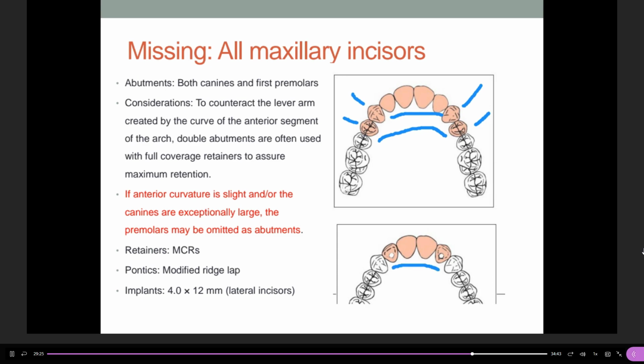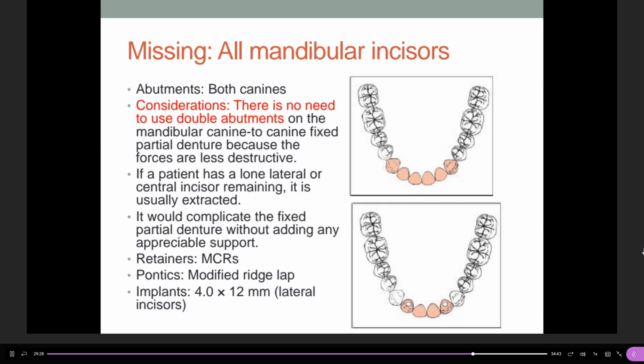When 4 anteriors are missing for mandible, canines are sufficient to support. It will be a 6-unit lower anterior prosthesis. You can also place 2 implants in the lateral incisors and make a 4-unit fixed prosthesis.